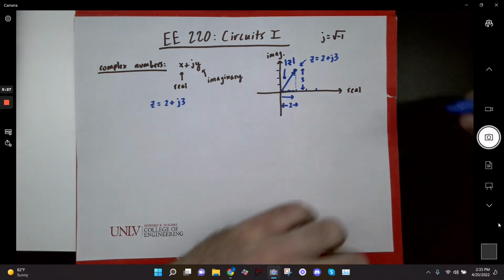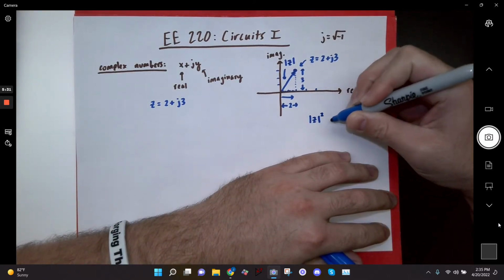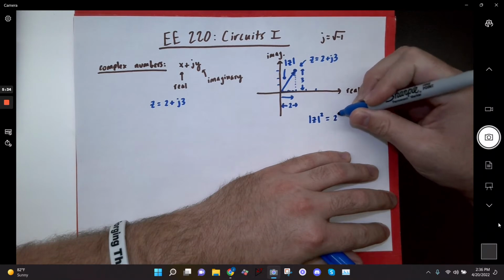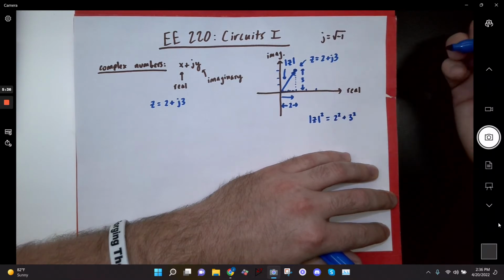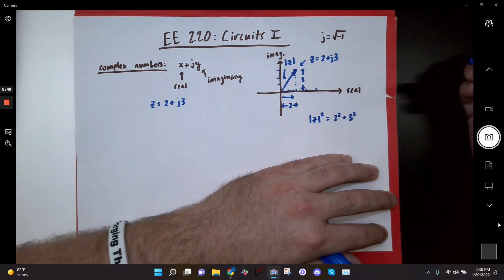So if I want to write this, I could say the magnitude of z squared is equal to 2 squared plus 3 squared, right? This is just Pythagorean's theorem. So if I want to find the magnitude of z, I take the square root of both sides.